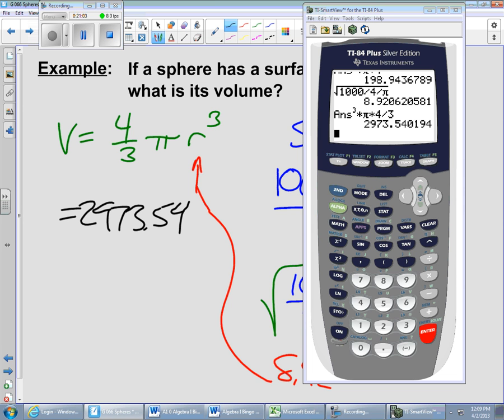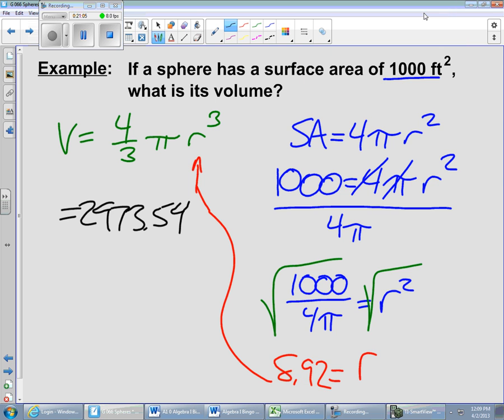2,973.54. And what kind of units were we working in? We were working in feet. And what kind of a dimension is volume in? Volume is three-dimensional. It has length, it has width, it has height, all at the same time.